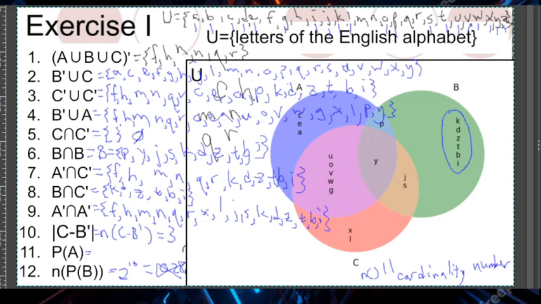So 2 to the 10th. 2, 4, 8, 16, 32, 64, 128, 256, 512. Oh, it is. It's 1,028. So we can't write out 1,028 subsets here. So that's definitely not a good problem. So let me make this a little bit easier here. Let's change this problem up.